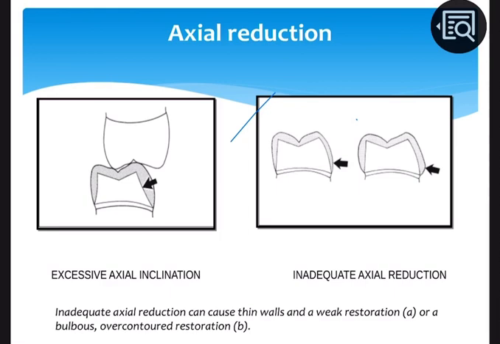Okay, so in axial reduction, there are two things. Number one, we will not over reduce the axial walls. With excessive axial inclination, what will happen? The crown becomes bulbous or over contoured and not aesthetically good. And second, on the other hand, if we reduce a less amount, inadequate axial reduction, the wall becomes thin and the restoration becomes weak and will not provide structural durability.